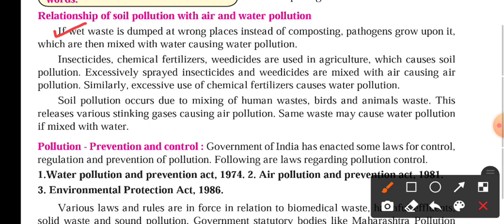Insecticides, chemical fertilizers, and weedicides are used in agriculture, which causes soil pollution. Excessively spread insecticides and weedicides are mixed with air, causing air pollution. Similarly, excessive use of chemical fertilizers causes water pollution, because if the fertilizers are mixed into the soil, then after the rainy season, the fertilizers will get mixed with the water and seep deep into the underground water, and that will cause water pollution.